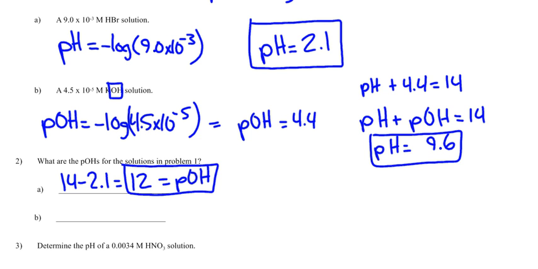Okay. Now, the next one, I can look at the equation that I already did, and I already calculated pOH. So pOH for B is 4.4. Okay.